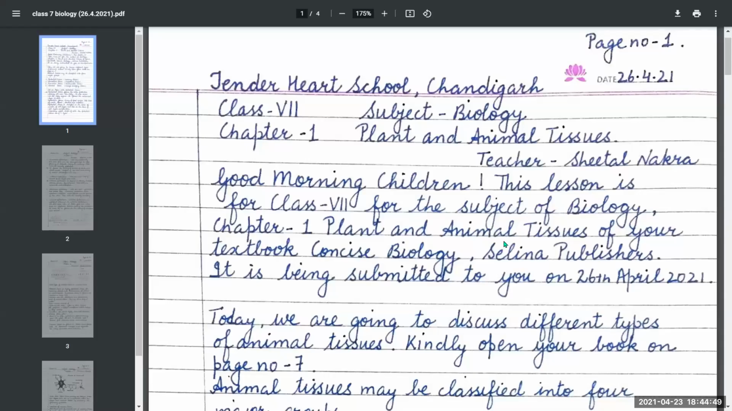Good morning, children. This lesson is for class 7 for the subject of biology, chapter number 1, plant and animal tissues of your textbook, Concise Biology, Selena Publishers. It is being submitted to you on 26th April 2021.